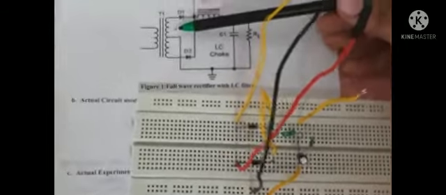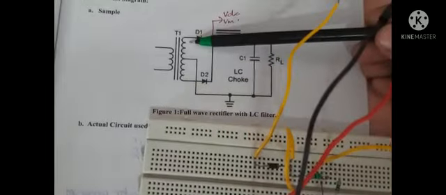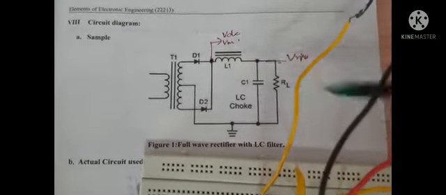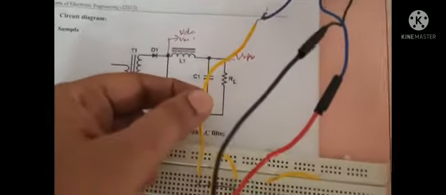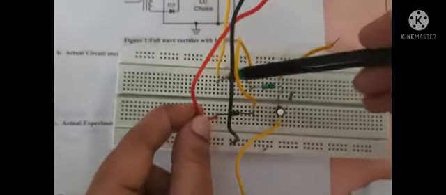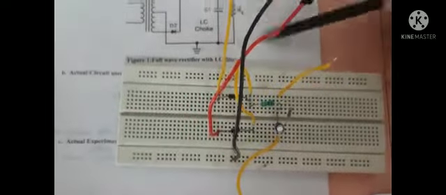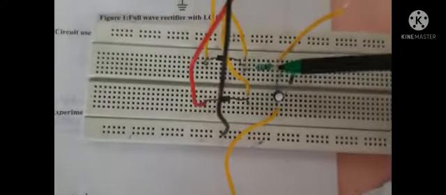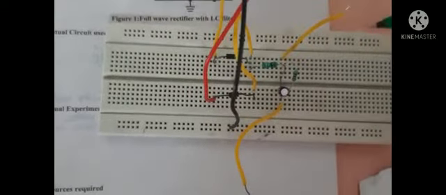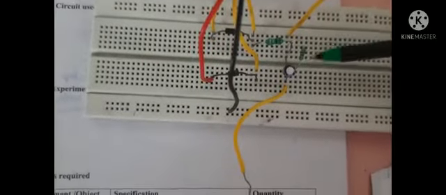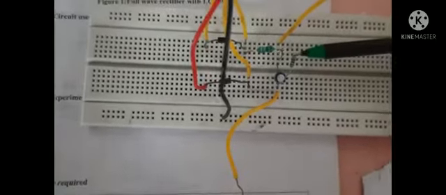As shown in the circuit diagram, the two positive terminals of the center tap transformer are connected to diode D1 and diode D2. This is one connection and this is the second connection, connected to the two diodes. Then here this is the inductor, and it is connected to diode D1 here. Then here the capacitor, and this is the resistor, called the load resistor.